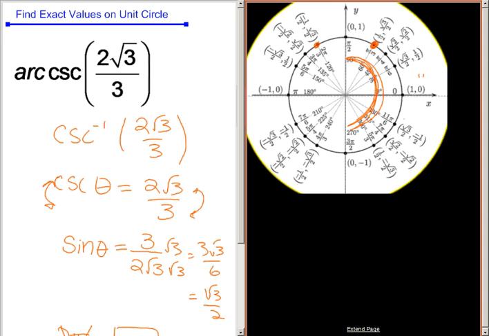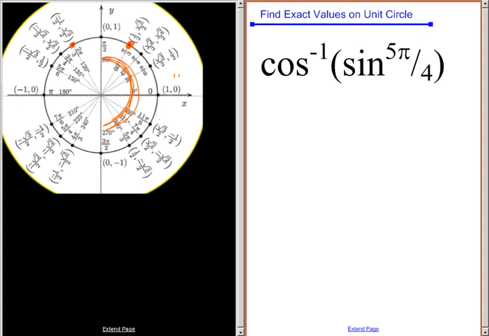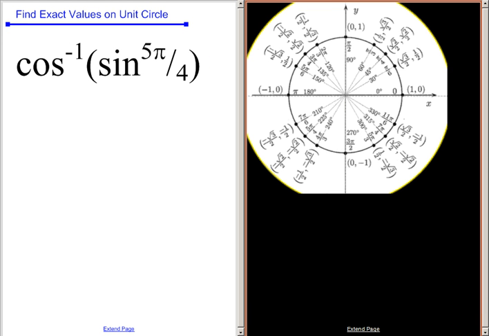We must be getting close to the end here. All right, now a couple different ones. Just like any math problem, you have to do what's inside parentheses first. So I have to do this first.